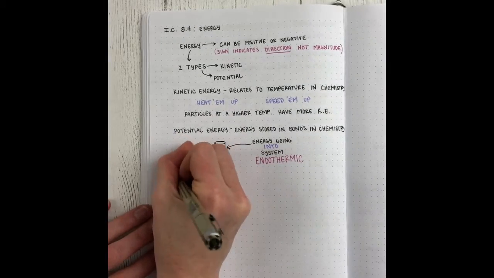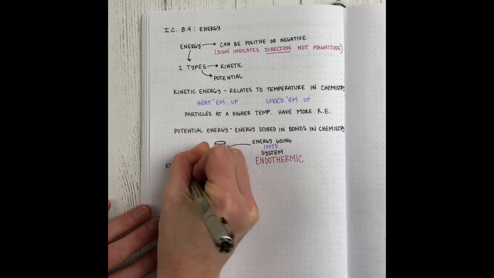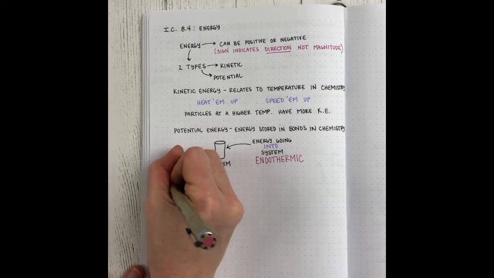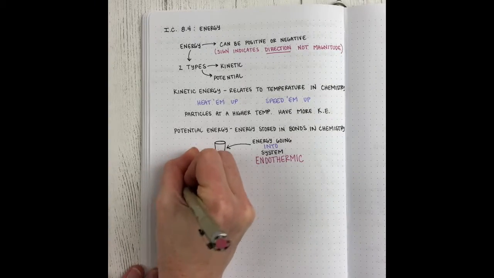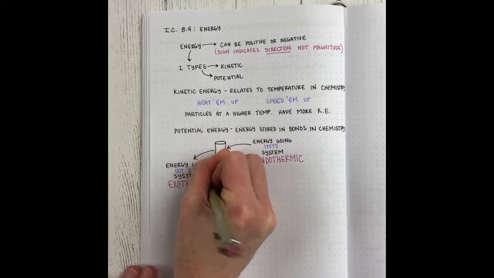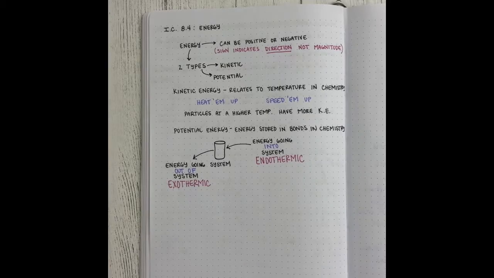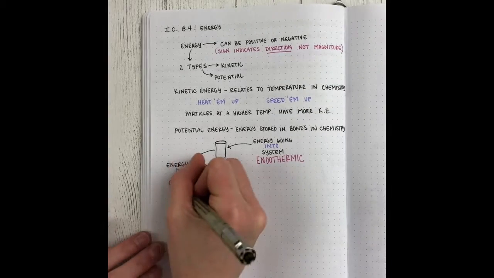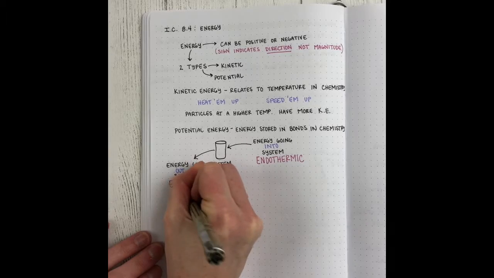Now, if energy is going out of a system, I've drawn an arrow here going out of the beaker, then that energy value is negative, not positive. So again, you can have the same amount of energy going into a system versus leaving a system. The magnitude of the energy can be the same. It's the direction that is different. So when energy is leaving a system, that is called exothermic, and the energy value would be negative. So in that case, you would feel the outside of the beaker getting warm as energy left the beaker and entered your hands.